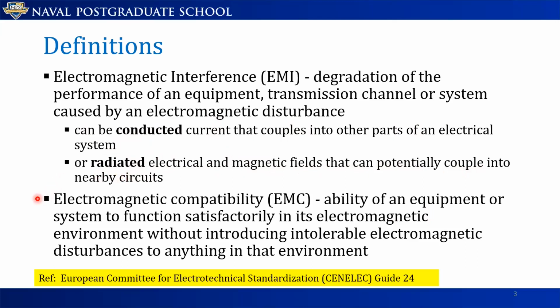And also, when we talk about EMI, we often talk about EMC as well. Electromagnetic compatibility is the ability of an equipment or system to function satisfactorily in its electromagnetic environment without introducing intolerable electromagnetic disturbances to anything in that environment. And these are definitions from the CENELEC Guide 24 from the European Committee for Electrotechnical Standardization.